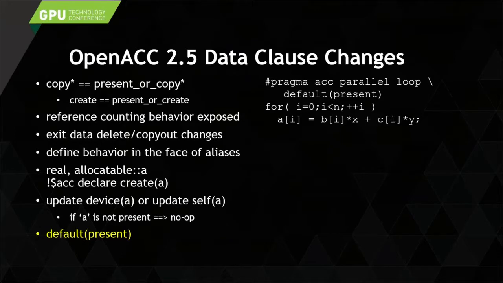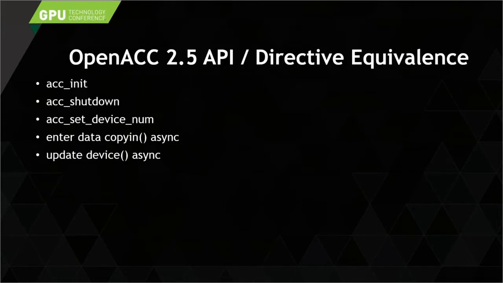because we had users say, I want to know that all the data is present because I think I'm managing all the data movement. I don't want you to add any data movement. So that's what this default present says. Just assume all the data is present or check that all the data is present, and anything else is an error and I should know about it. And that's all the data stuff.